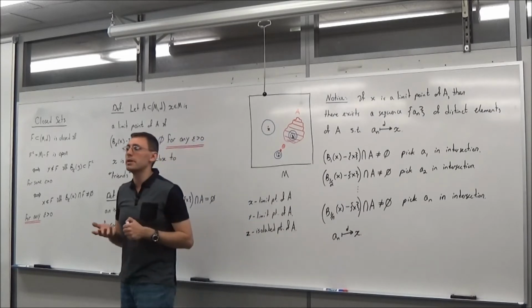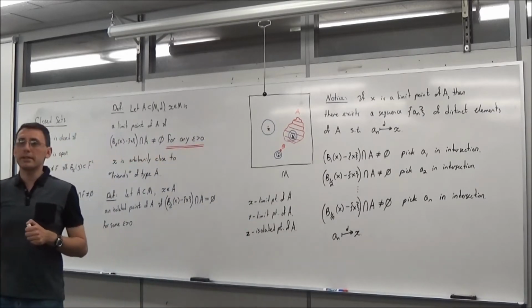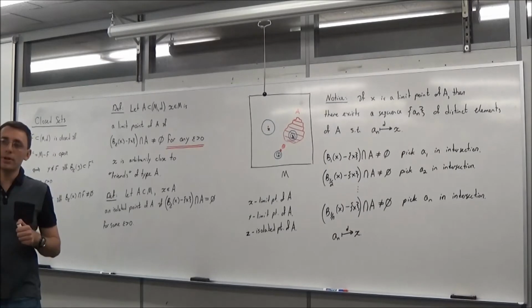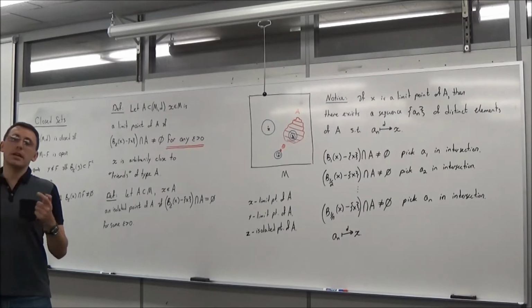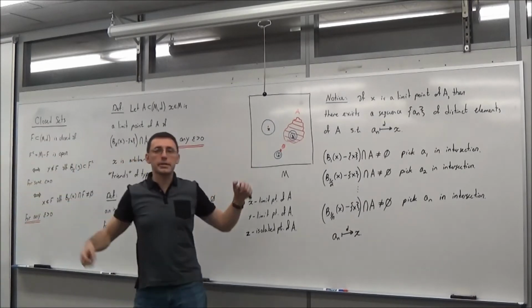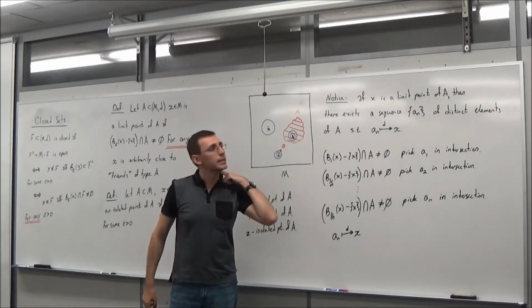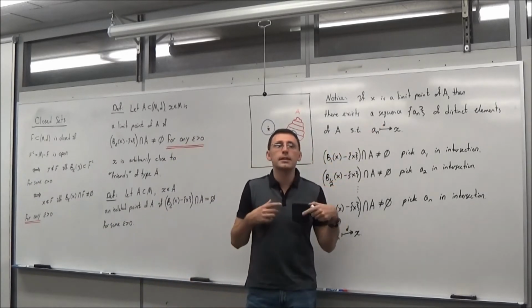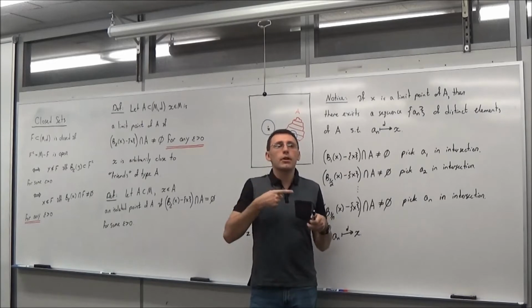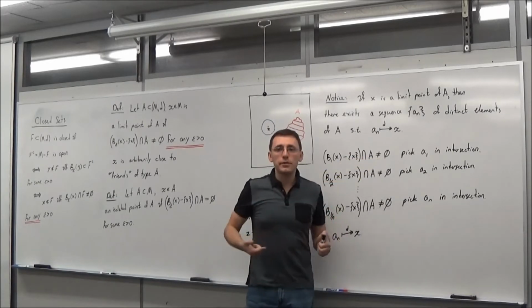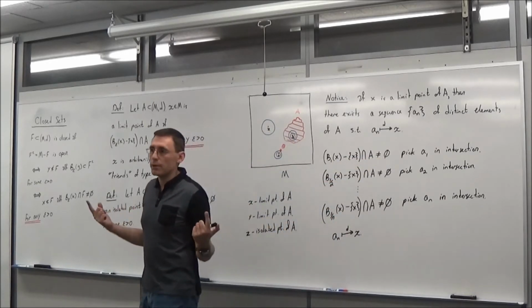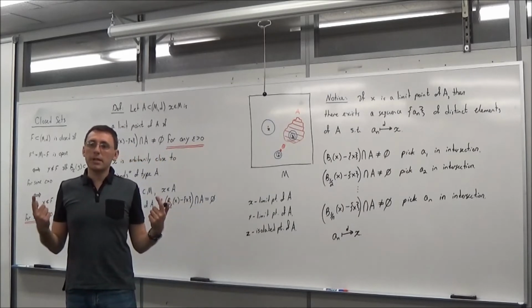So could that sequence have a finite range? Could it be a sequence of the same point or not? What's the range? How many points do I pick? All of them are distinct. This is a sequence of distinct points, and therefore it's an infinite sequence of infinitely many distinct points. You see what I'm saying?